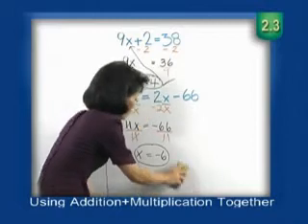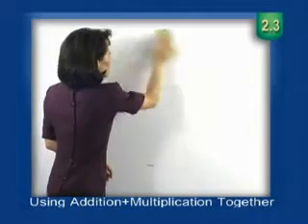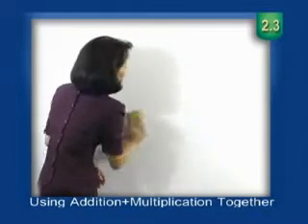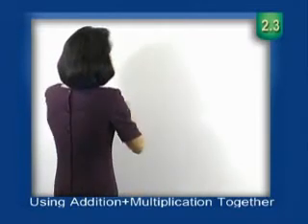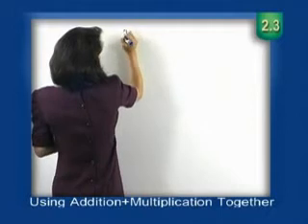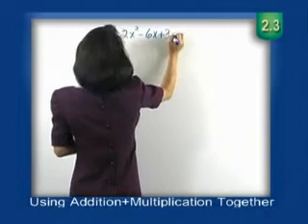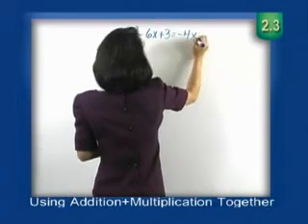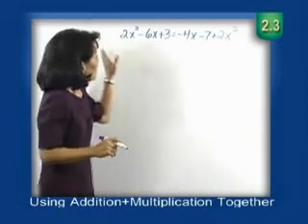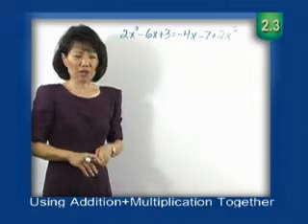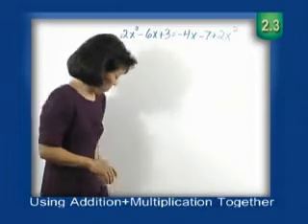Now those were some basic problems. I think we're ready to try a few more, a little bit more challenging problems. But again, we're going to keep incorporating this multiplication and addition principle. So let's look at our next example. We're going to try this one: 2x squared minus 6x plus 3 equals negative 4x minus 7 plus 2x squared. Now, you may feel overwhelmed by looking at such a long problem. We're going to take it step by step, and you'll see that it's just as easy as those shorter ones.